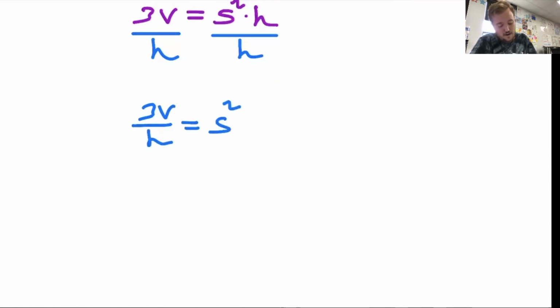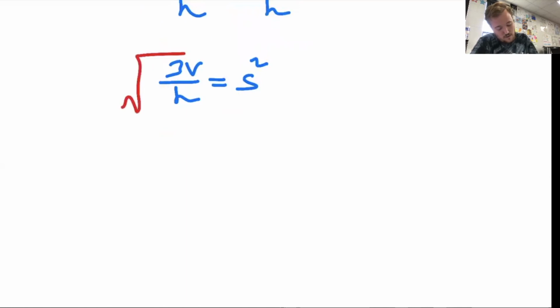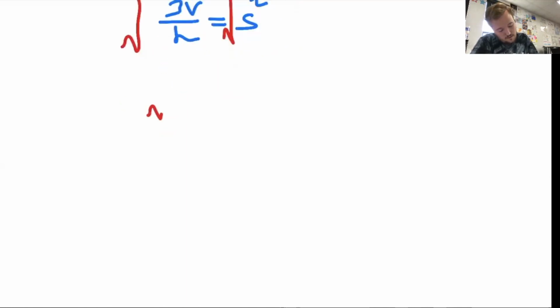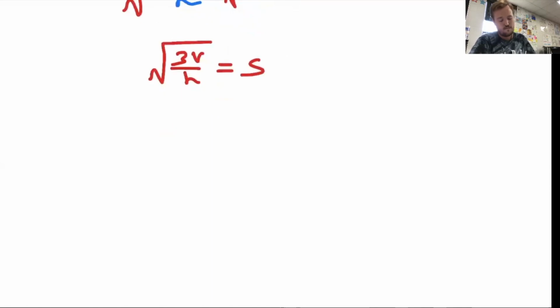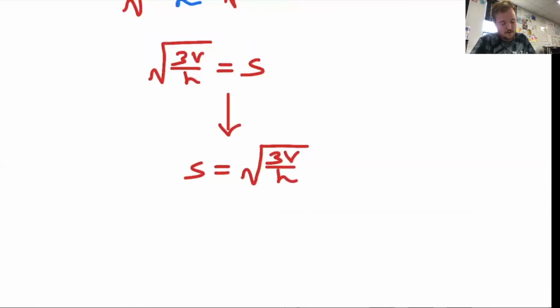Now here's the thing. I need to get rid of the squared. The inverse operation of a squared is actually taking the square root. So I'm going to take the square root of both sides. I'm going to have the square root of 3v over h equals s. And once again, flip it. So the side length is equal to the square root of 3 times the volume divided by h. This would be units.